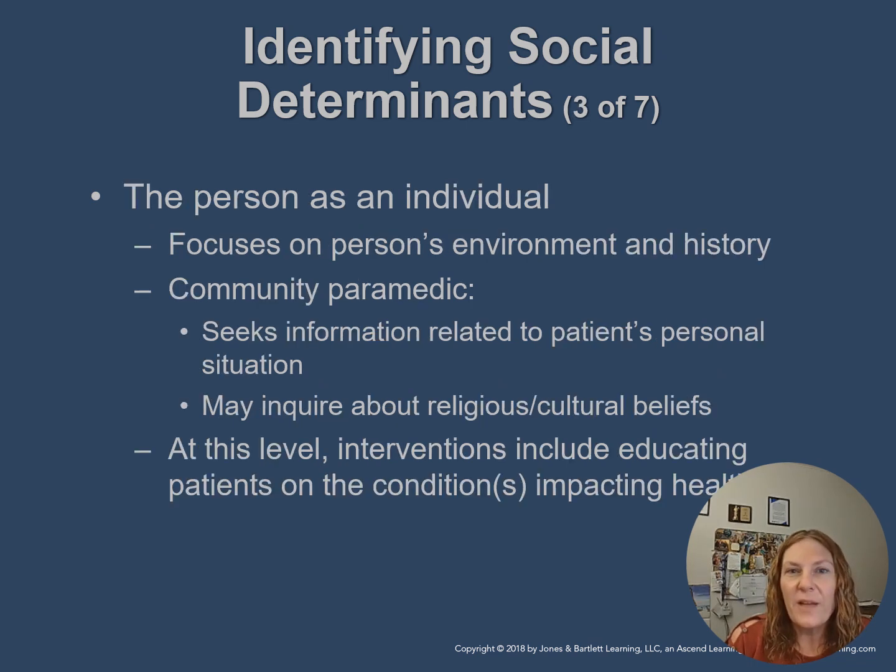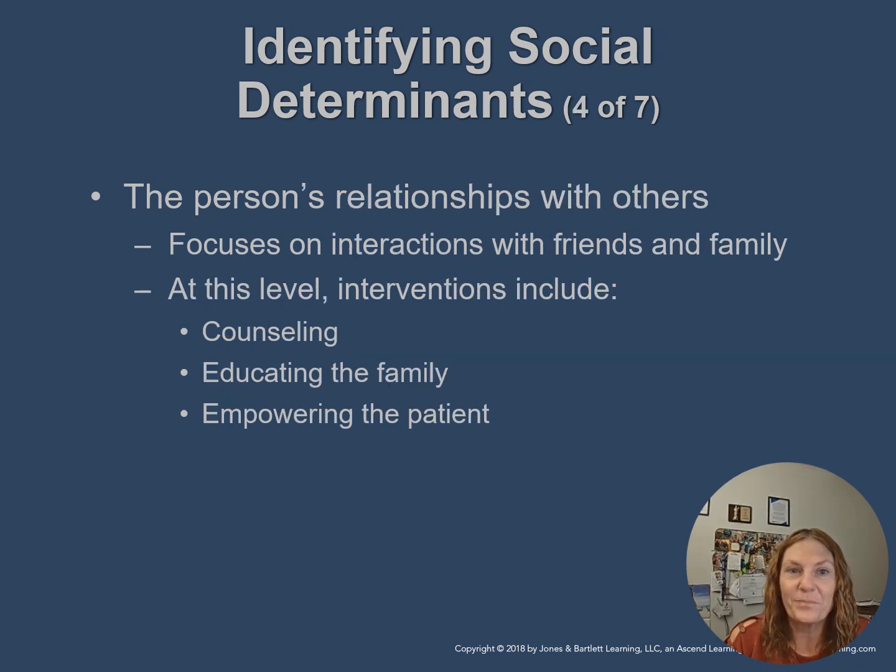At the individual level, we focus on the person's environment as well as their history. We ask questions like, what chronic conditions do they have? What's their diet like? Are their cultural or religious beliefs affecting their care? At this stage, our interventions are often about education, helping patients understand their condition and how to manage it. For example, teaching a diabetic how their blood sugar impacts their overall health can make a life-changing difference for them.